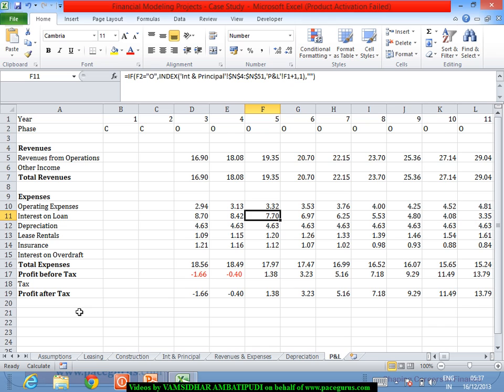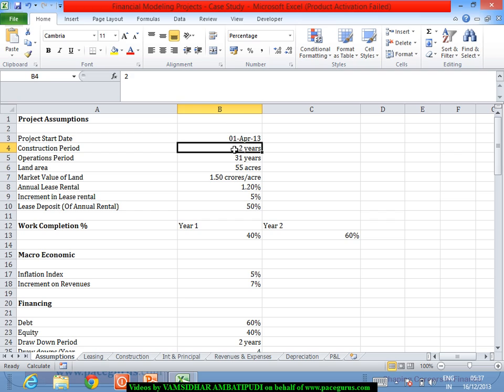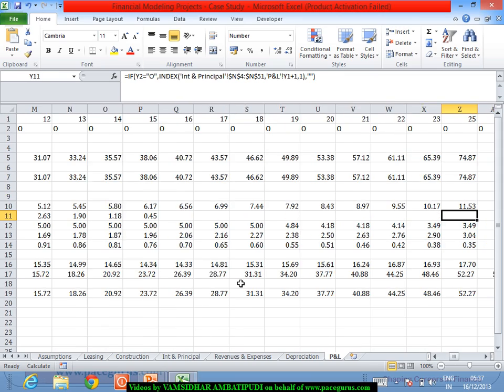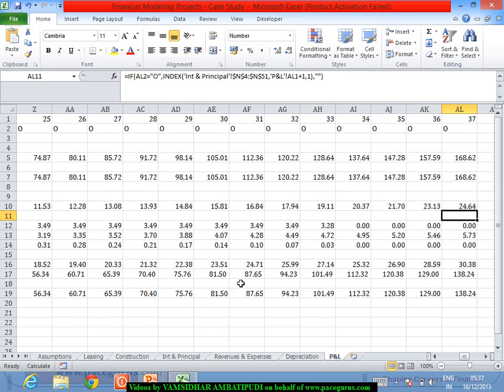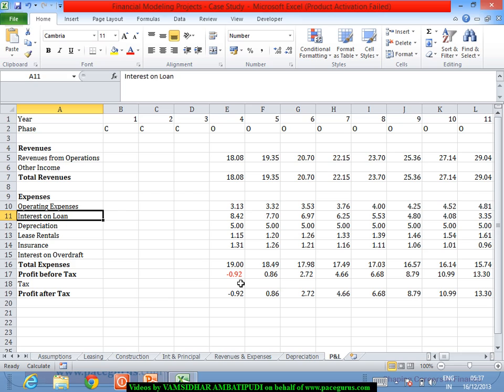Just to check it out, instead of a 2-year construction period, make it a 3-year construction and 34 years of operations. Just come back to your P&L. The P&L is prepared only from the 4th year onwards. And if we see the profit before tax, this is the number, and the profit after tax, the numbers are changing, and even up to the 36th year, 37th year, the flow is being prepared, and we will get to know the various changes that are going to come up in each of the years accordingly, right?